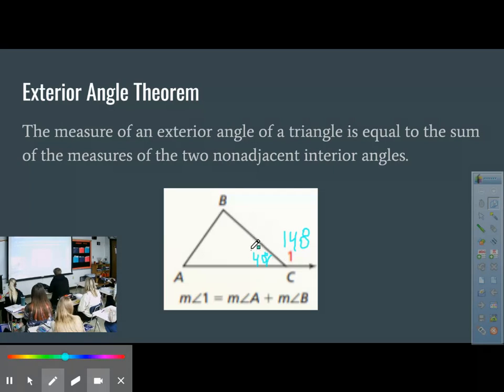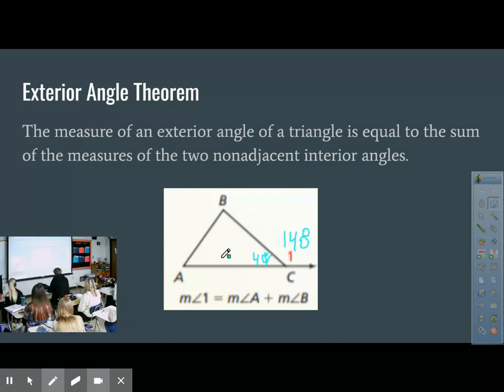Well, if C is 40 and A, B, and C have to add up to 180 because of the inside, our triangle sum theorem, so all three of these have to add up to 180. Well, if C is 40, what are these two going to have to add up to be? 140. They're also going to have to be 140 together when you add them together. So that's why if you know this exterior angle or you know these two, then they're going to be the same. These two are going to add up to be whatever this one is, the exterior angle.